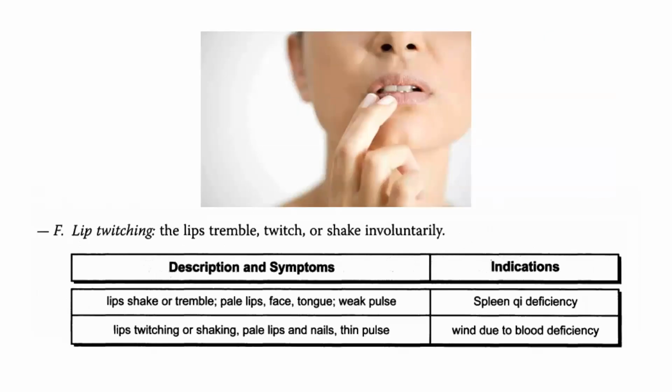Next, we have lip twitching. This means the lips tremble, twitch, or shake involuntarily. If the lips shake or tremble, there are pale lips, face, tongue, and weak pulse. There is spleen qi deficiency. If there is lip twitching or shaking, the lips are pale and the nails are also pale and the pulse is thin. This is an indication of wind due to blood deficiency.